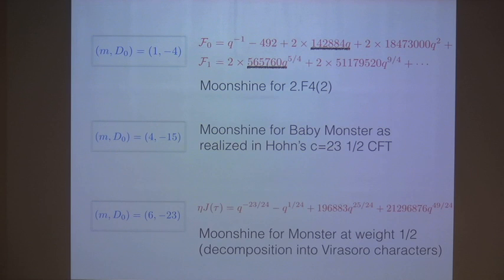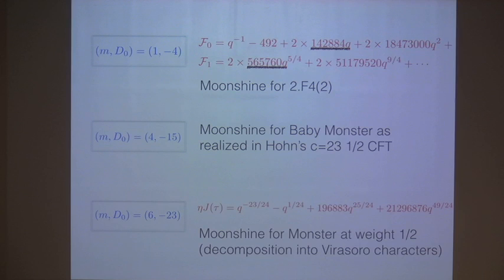So if you take the Dedekind eta function times j, you don't have to add 1 to 196883 in order to see moonshine. You just see irreducible representations of the monster at the lowest order in this expansion, essentially because multiplying j by eta, other than the vacuum character, is decomposing j into Virasoro characters.